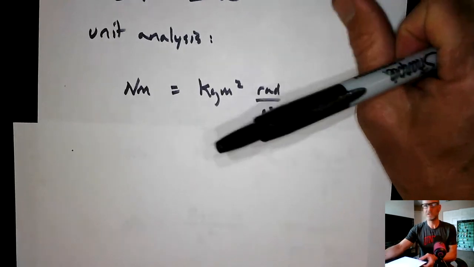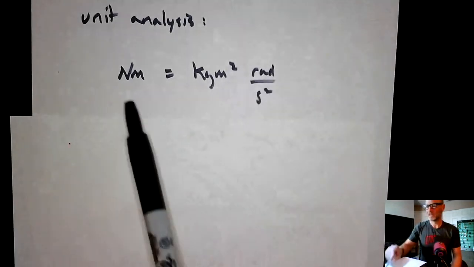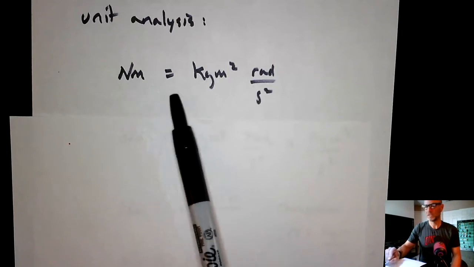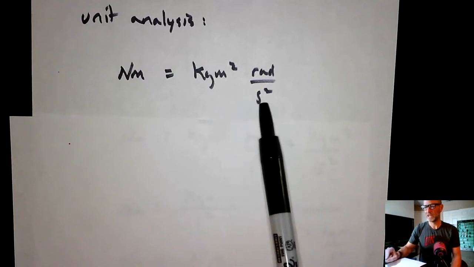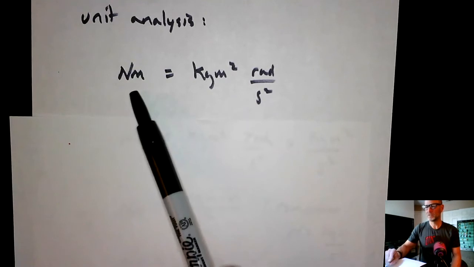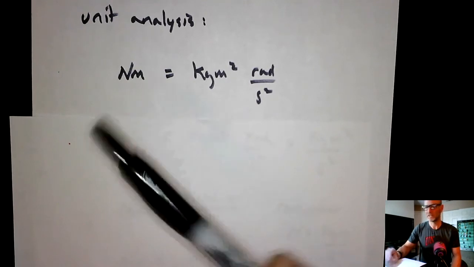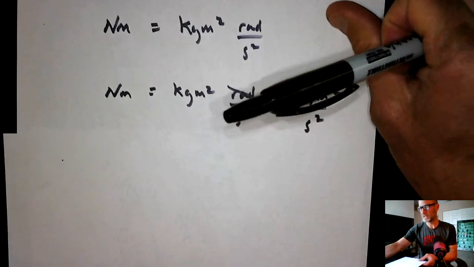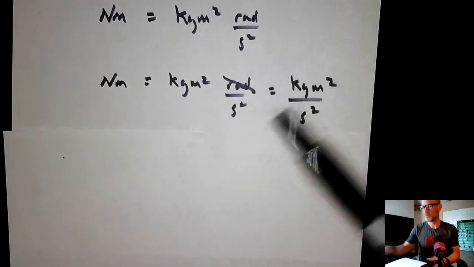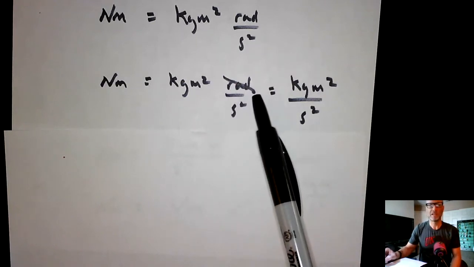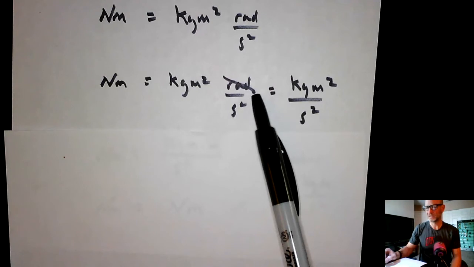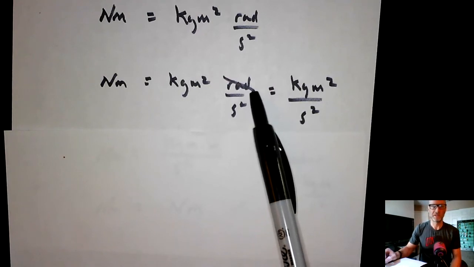So I'm just putting the units in for each parameter. I've got torque units, newton meters, equals moment of inertia units, kilogram meters squared, and angular acceleration units, radians per second squared. These have to be equivalent units because of the equality sign. I'm going to write it out again so I can show you that I'm going to take out radians from this unit analysis because radians are unitless. The radians are distance over distance.